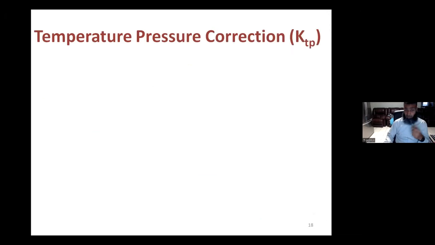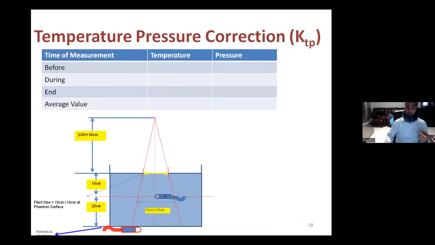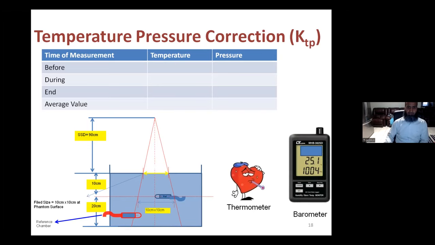So I give one of the answers to you guys. Temperature and pressure: before, during, and at the end, this is what you should be doing when you are measuring your output, because it takes a while for the temperature to settle down. You have to take at least 20 minutes to settle down. TRS-398 recommends 30 minutes for the room temperature to stabilize. You put your chamber into the water and leave it for 30 minutes, and then you can do the measurement. But if you're not doing that, you can measure before, during, and at the end, and then take the average of it.